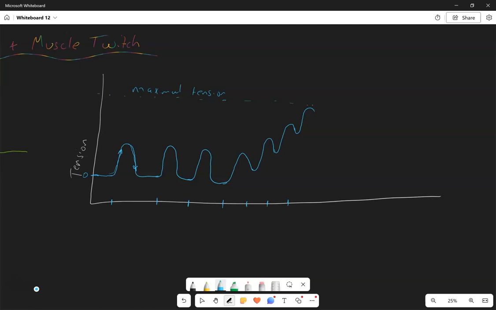Notice that each little wave for each individual twitch becomes additive by that much. This additive nature is something that we call wave summation. Eventually you'll get to this maximal tension, which is also what we refer to as tetany. This is what we refer to as unfused tetanus, and you'll see why in a minute.